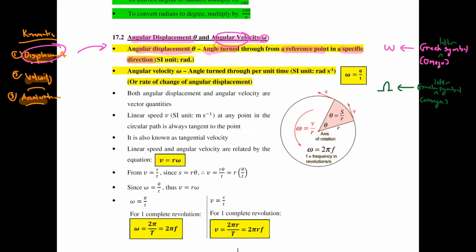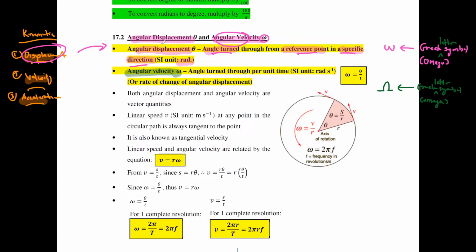So you notice the similarity in their definitions, just that they change certain terms to adapt to circular motion. Rather than saying distance moved or distance from a reference point, they say it's angle turned from a reference point in a specific direction. Okay, you still have the mention of reference point and specific direction here. Now, angular displacement is measured in SI units of radians. And then the next quantity you learn about is something called angular velocity.